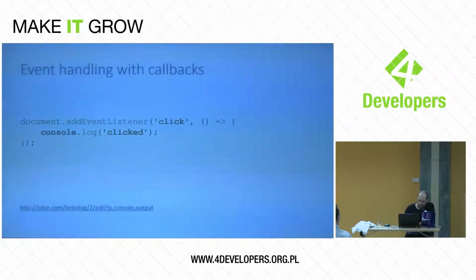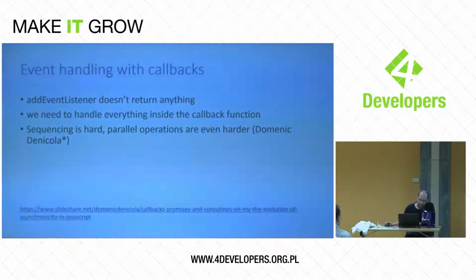Okay, so that's event handling with callbacks. Tomek already mentioned a couple of bad things about this. The addEventListener method doesn't really return anything. So that means you need to handle everything that happens in reaction to the event inside the callback function, which means sequencing is hard, and doing things in parallel is even harder.